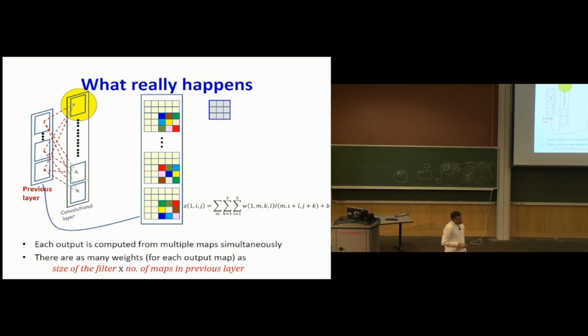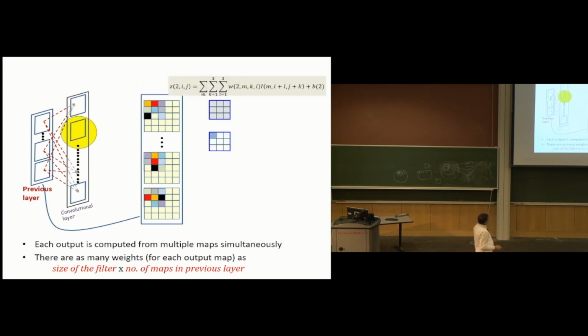That's just one filter, right? Now I have a second filter, and the second filter is going to once again have 9 times m parameters, which are different from the first filter. And I can repeat the same operation, and I'm going to get a second map, right? And that's how I get all of these maps from these guys.